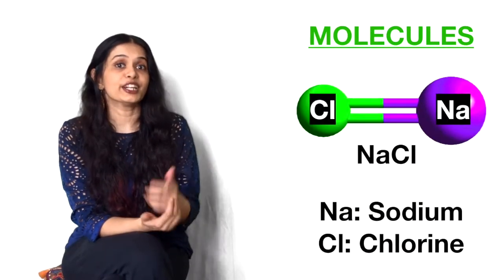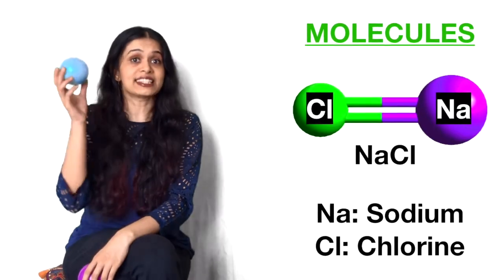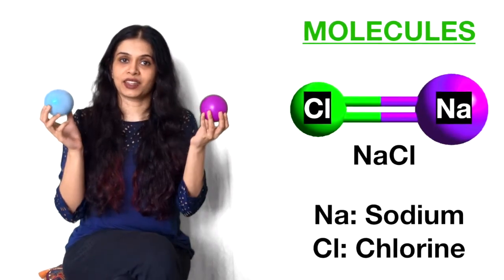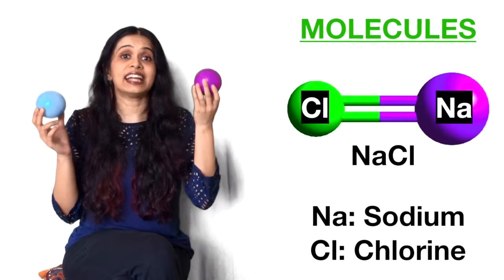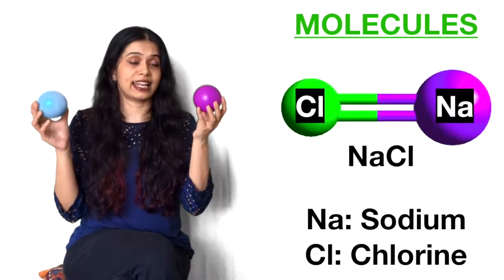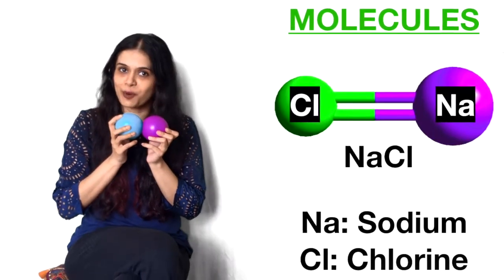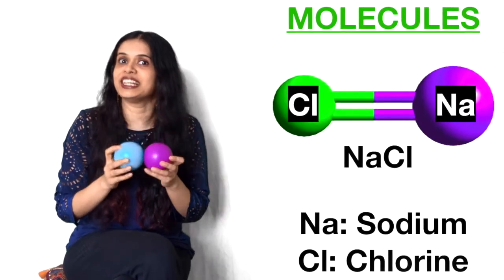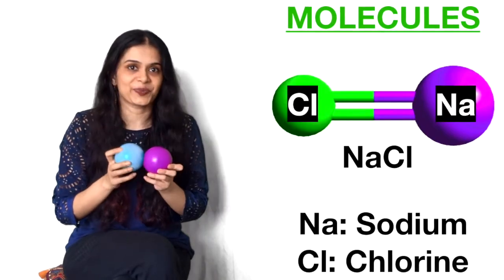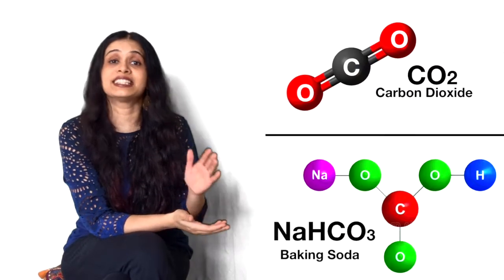Now, let us look at a few more examples. So this example has 2 atoms, Cl and Na. Cl is for chlorine and Na is the short form of sodium. So when Cl and Na come together and join together, do you know what is formed? It is something that you eat every single day. Salt, namak.